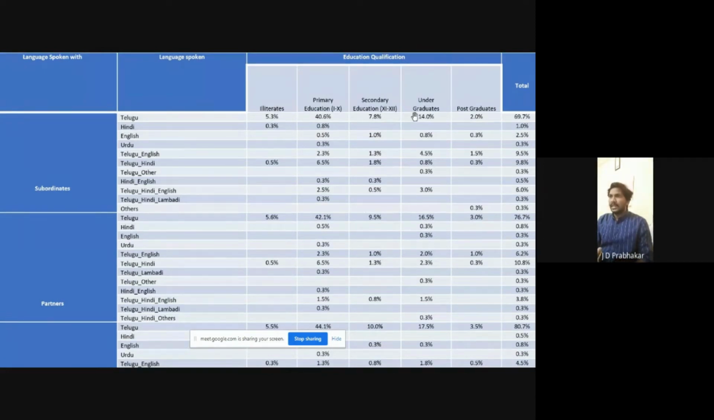Even in literacy rate also, illiterates and primary education people, primary education educated workers and secondary workers, they use Telugu more than the postgraduates and graduates. And English is confined most of the time with postgraduates. As you see here, graduates 0.8% and 0.3%. You find nowhere in literacy and primary education and secondary education people. It is only concerned with graduates and postgraduates.